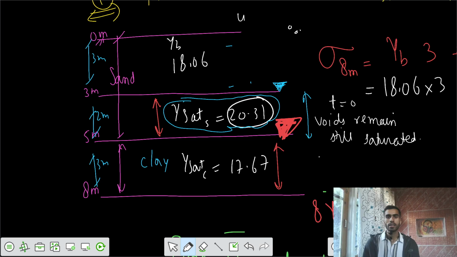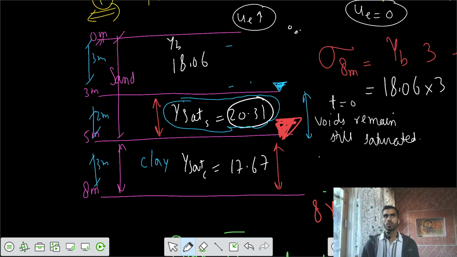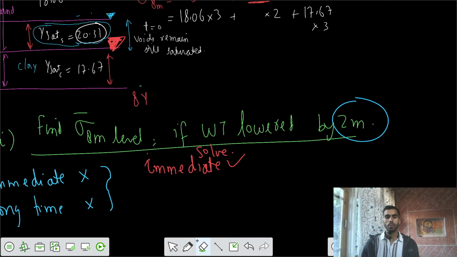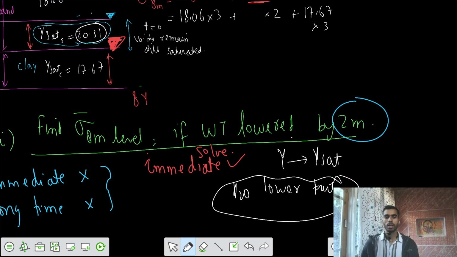Similar to the excess pore water pressure that was there at time t equals to 0, after a long time your excess pore water pressure dissipates. Similarly, those saturated pores would become dry after a long time. They become in a bulk condition after a long time because all that water would get drained. So if I assume we are calculating for the immediate condition, gamma corresponds to gamma sat. So gamma becomes gamma sat for the lower part in which the water table was lowered. I would keep gamma as gamma sat at that immediate condition, t equals to 0.